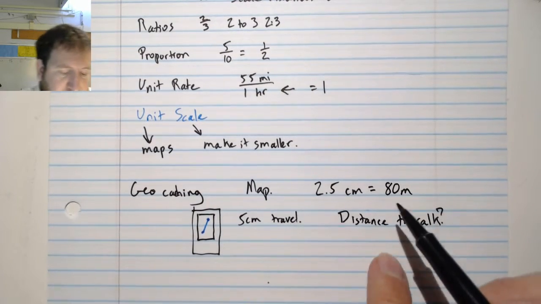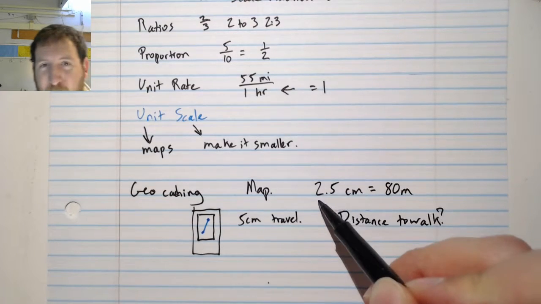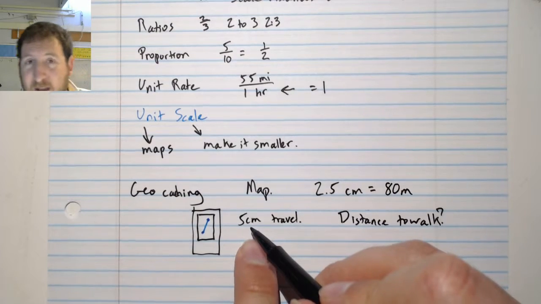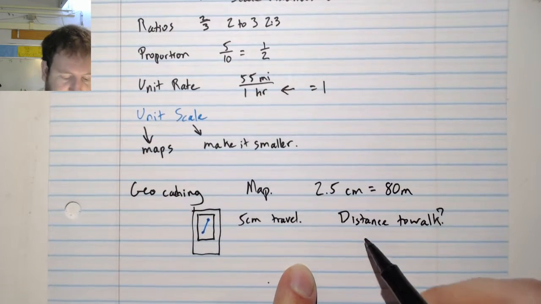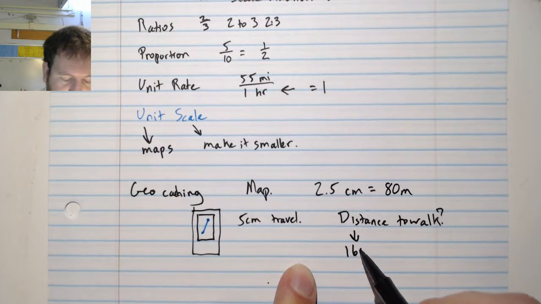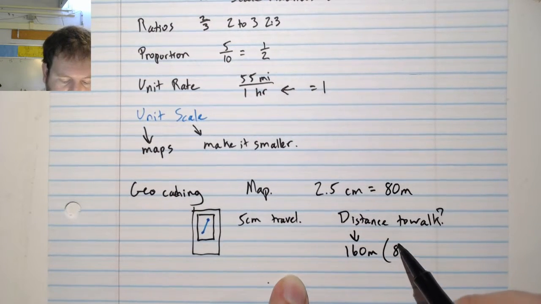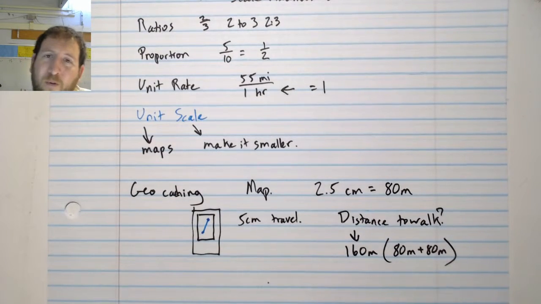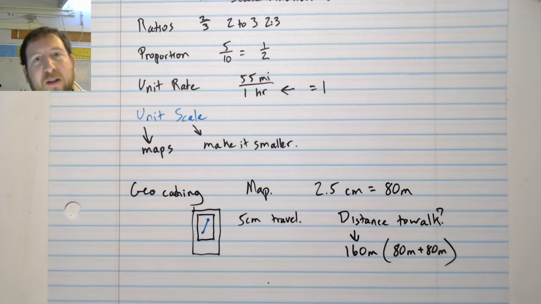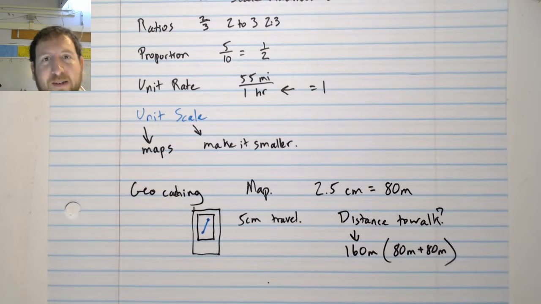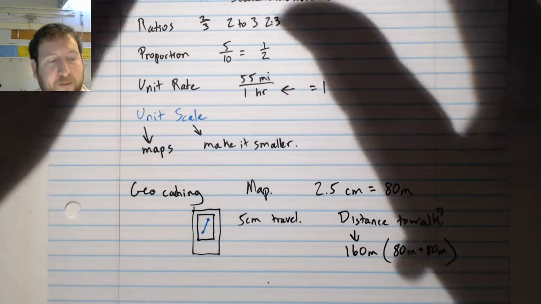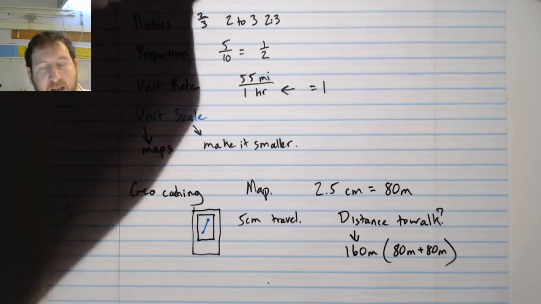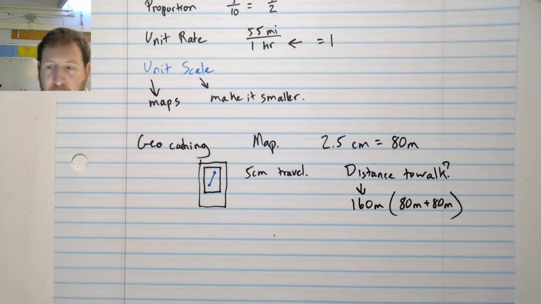Well, now, it might seem pretty clear that if 2.5 centimeters is 80 meters, I can see that 2.5 times 2 is 5 centimeters, so I could know that their distance would be 160 meters, which is 80 meters plus 80 meters. However, whenever we use scales like this, we're not always going to be able to see them so easily and clearly so that we can just do simple math to get it. I want to show you the harder way to do it using simple numbers so that as we get more and more complicated numbers, it will make sense.